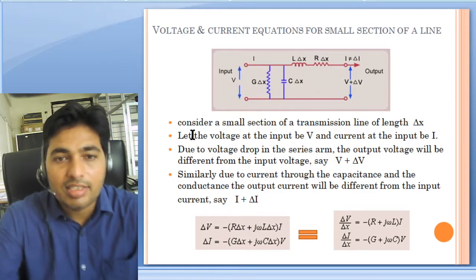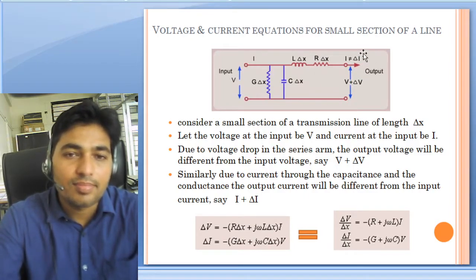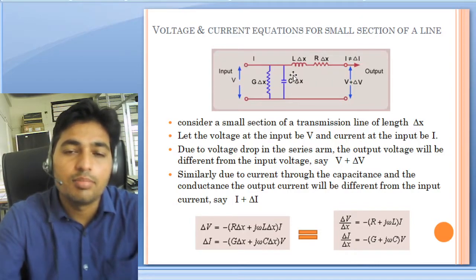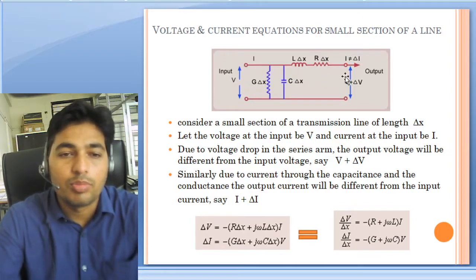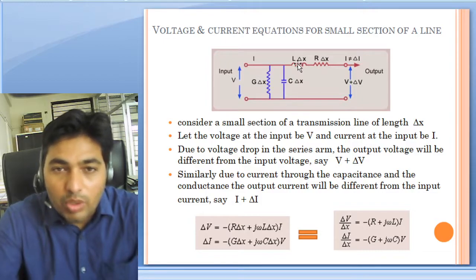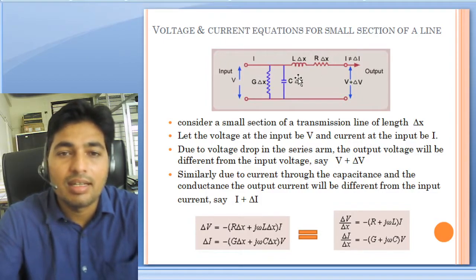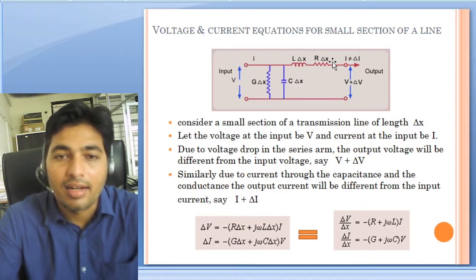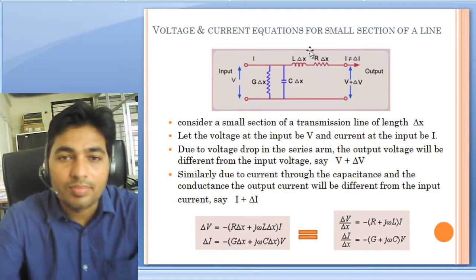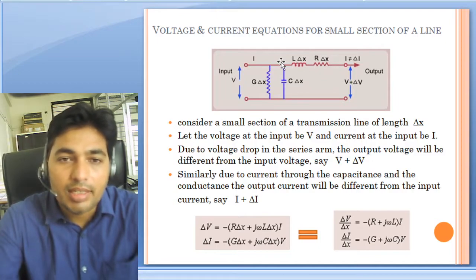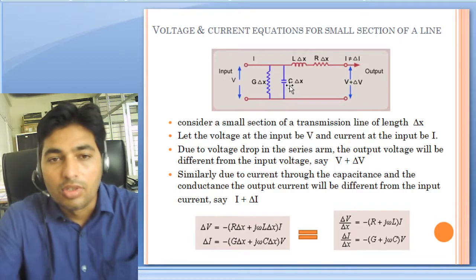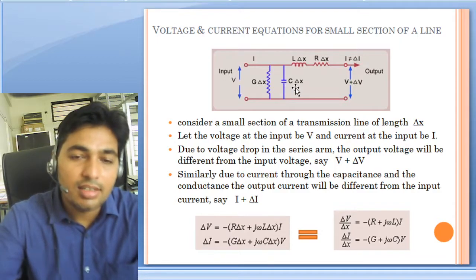Now consider a small section of a transmission line like this. We want to find the voltage and current relation between the input and output side. The voltage drop will be along the series arm, so the voltage drop will be across L and R. The current drop will be across G and C. So we'll write the voltage and current equations.